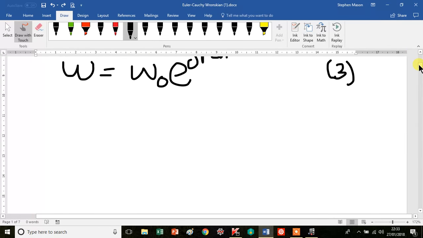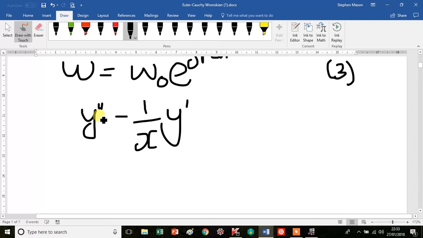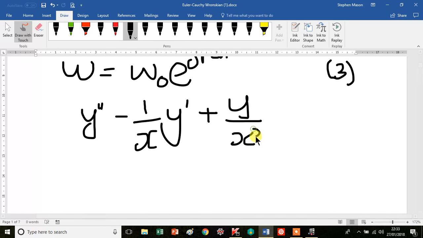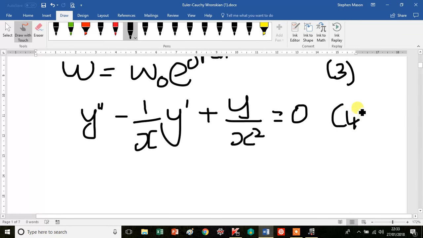And that's very important. You must do that. So what we get, if we divide by y squared, we get y double prime minus 1 over x y prime plus y over x squared, and that's equal to 0, and we're going to call that equation 4.